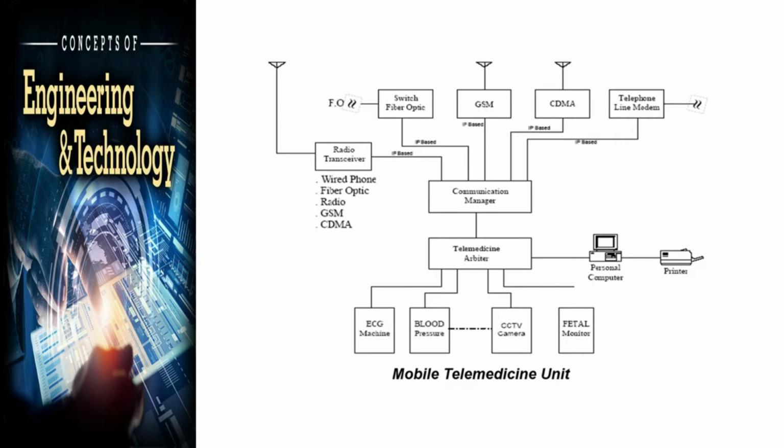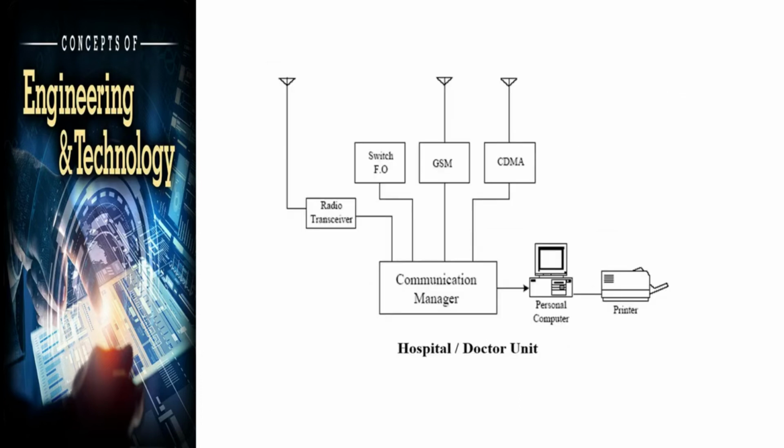In the telemedicine orbiter, we will be connecting different sophisticated biomedical equipment, starting from the ECG machine, BP machine, and even the CCTV camera. All the things will be connected here. Whenever a patient comes and we want to record the ECG, we record it and it is transferred through the telemedicine orbiter. The communication manager takes all the information and transfers it from one location to another. At the receiver end, we receive the information, and the communication manager gives it to the personal computer of the doctor.